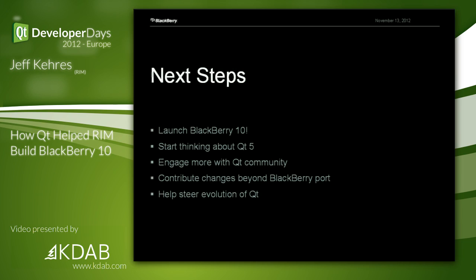So where does RIM go from here? Well, number one priority for us right now is getting BlackBerry 10 out the door. Everyone is heads down working on that. Once that's done, I think there will be a lot more breathing room for everyone within RIM, and we can start thinking about what we are going to do next. We can definitely start thinking about Qt 5, investigating all the cool new things that it has available, and start planning our transition to Qt 5.